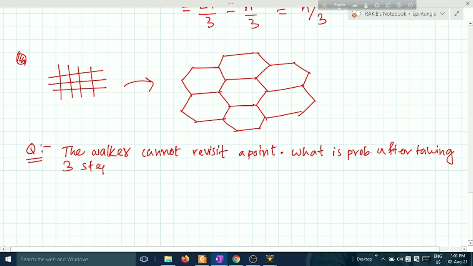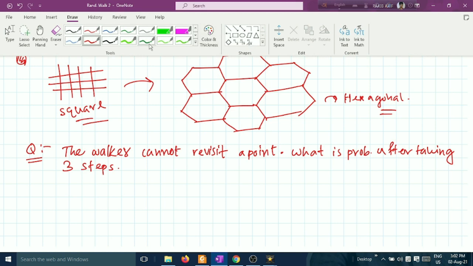So it is a similar question as the first question, which was in the case of a square lattice. This is a hexagonal lattice. In a similar way, you can compute this. Let me change the ink.